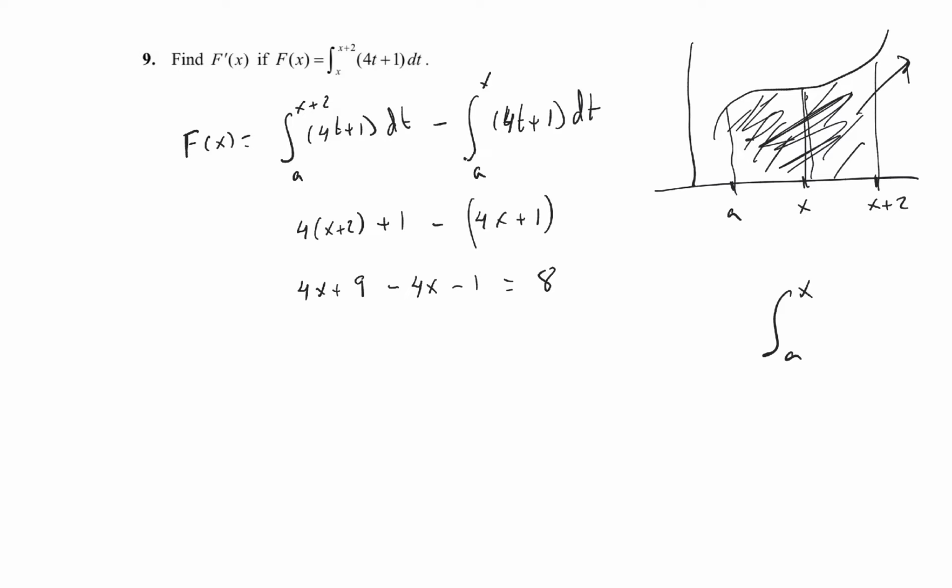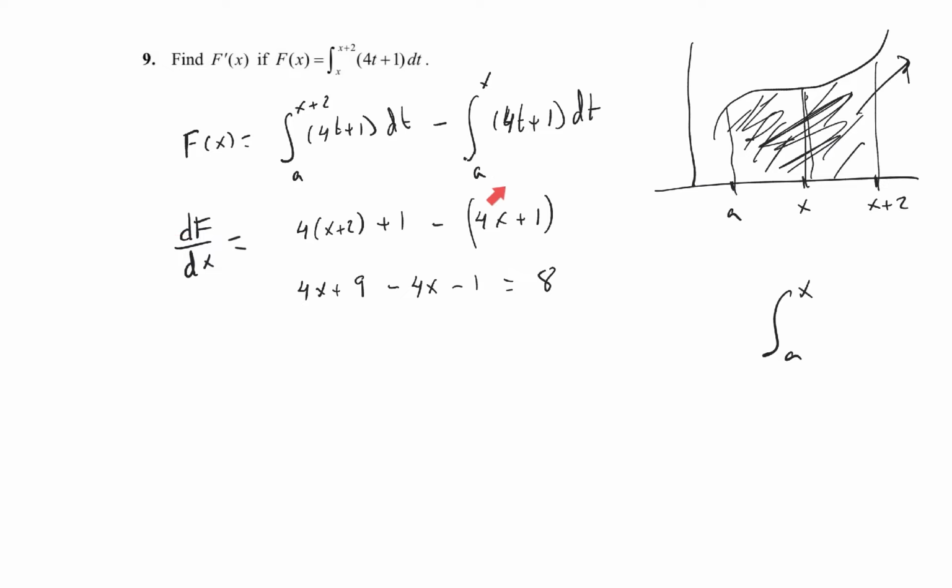So I do this. The area from x to x plus 2 is the area from a to x plus 2, a could be any number, minus the area from a to x of the same function. Now I can apply the fundamental theorem of calculus. The fundamental theorem of calculus says that the derivative of the function f with respect to x is equal to the integrand f of x. So f of x will be 4 times x plus 2, plus 1, minus the derivative with respect to x.